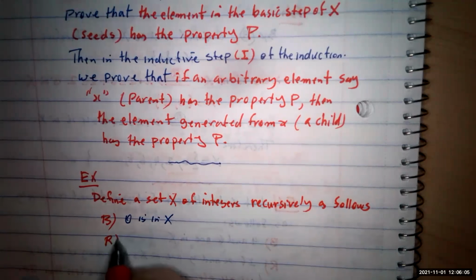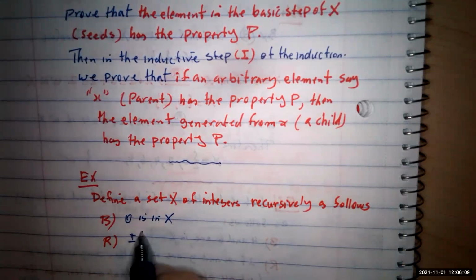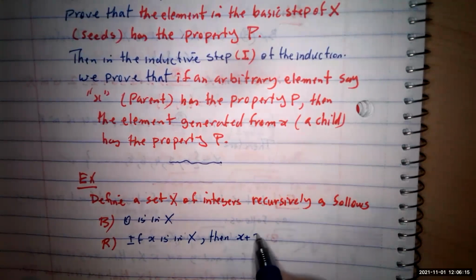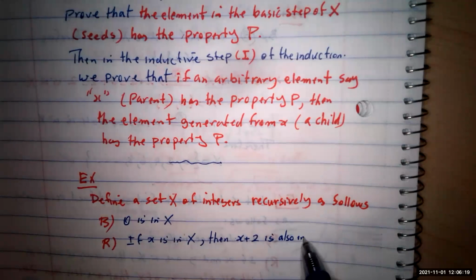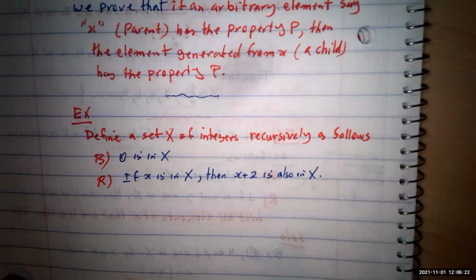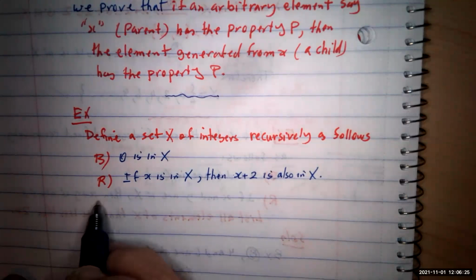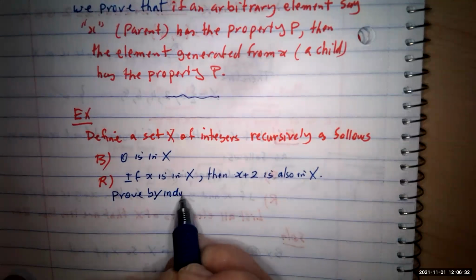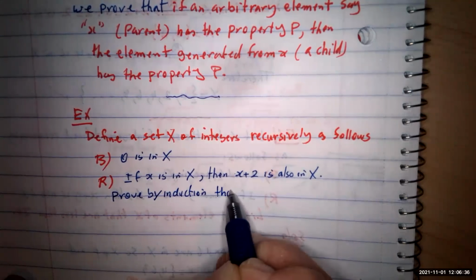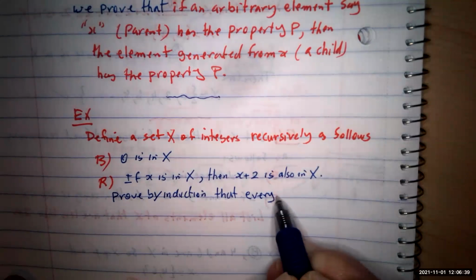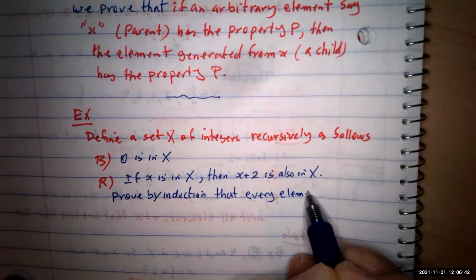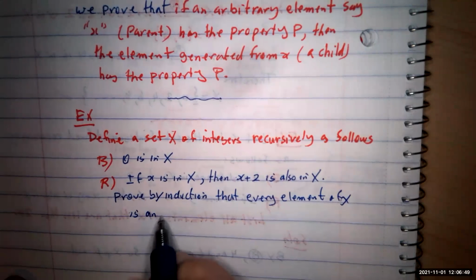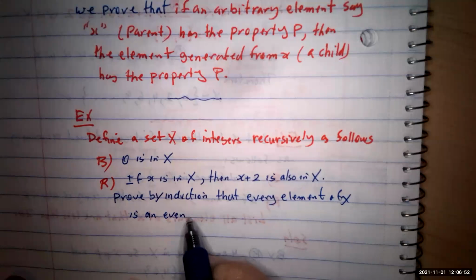Okay, and the recursive part was: if x is in X, then x plus 2 is also in X. So what we'd like to do is prove by induction that every element of X is an even integer, or even number.